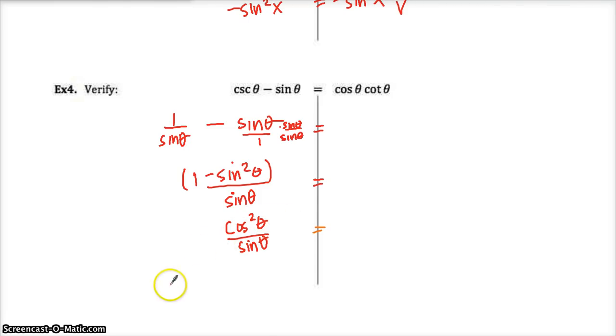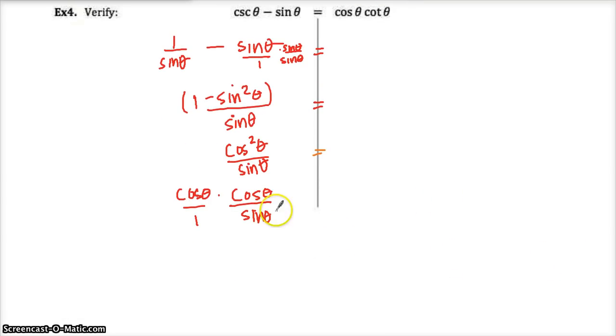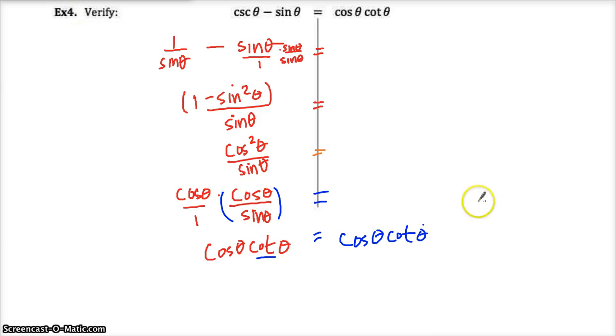So now cosine squared theta, I can separate this into cosine times cosine. I can put that sine theta under one of the cosines and a 1 under the other one, right? 1 times sine is sine, so I've separated it. Well, cosine theta is just cosine theta, and cosine over sine is cotan. So here I have my cotan theta, my cosine theta. So that does indeed equal cosine theta, cotan theta. There you have it. Verified.